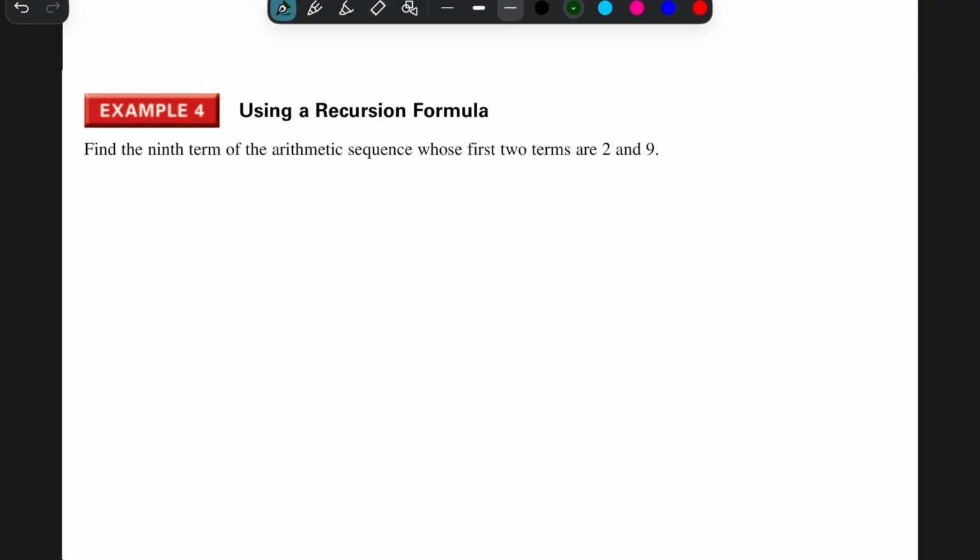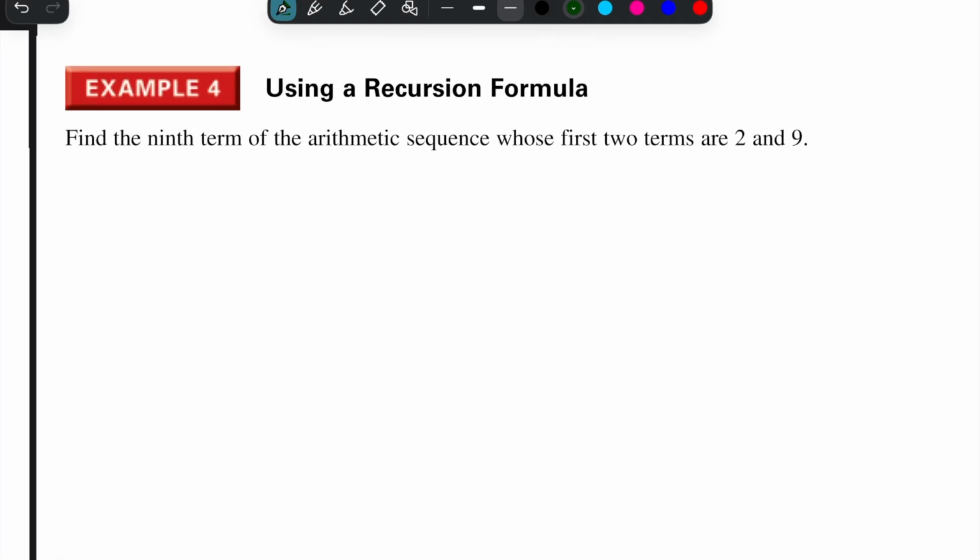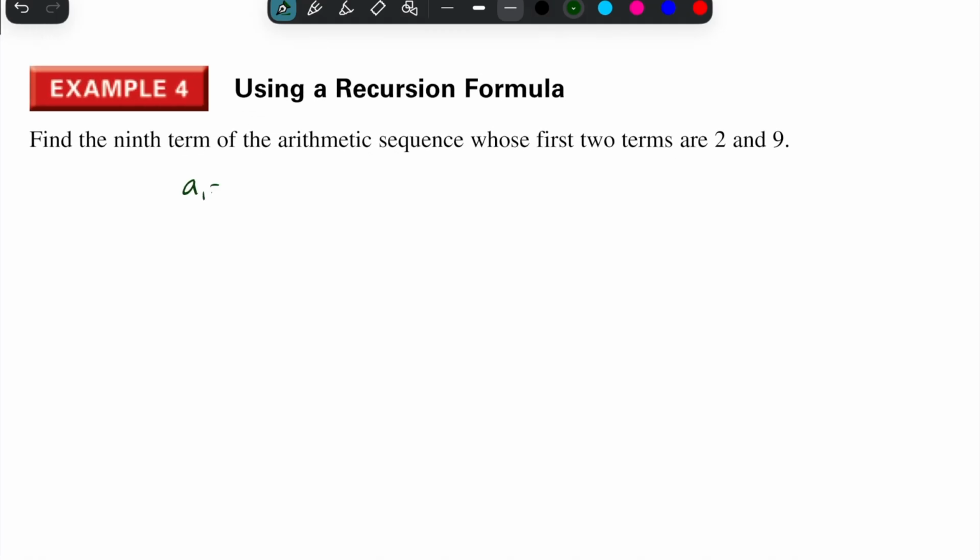Okay, another example. Find the 9th term of the arithmetic sequence whose first 2 terms are 2 and 9. So I know A1 is 2. I know A2 is 9. I know this is arithmetic, so my common difference can be found just by subtracting any two consecutive terms. So I'll just do a2 minus a1, which gives me 7.